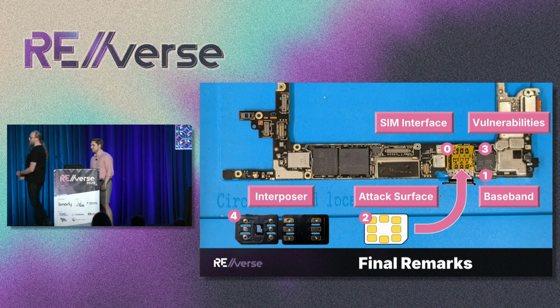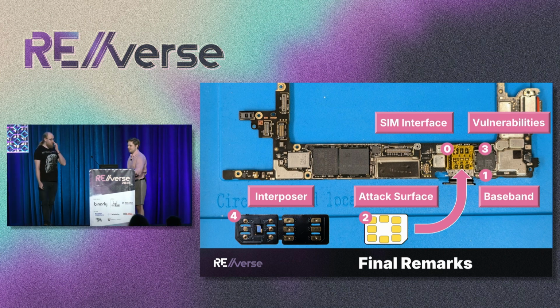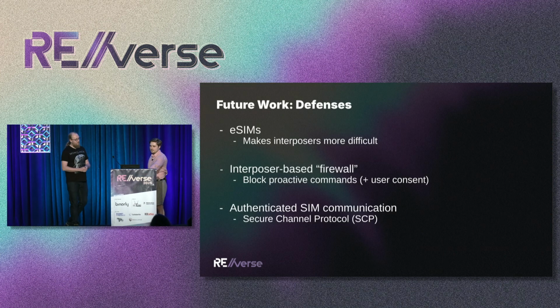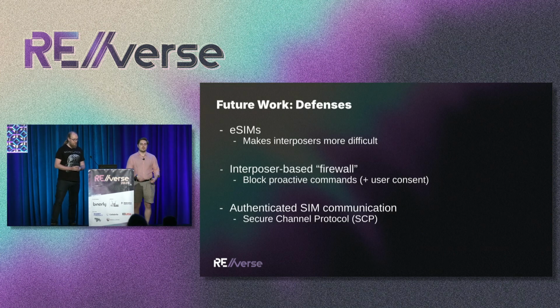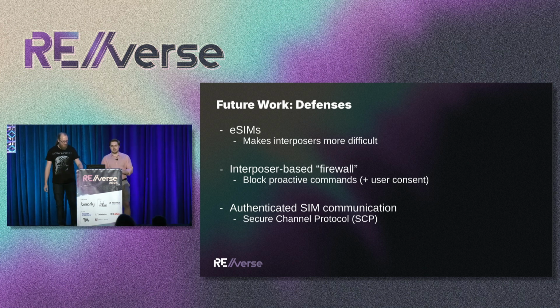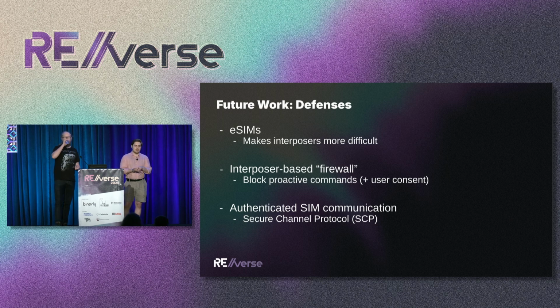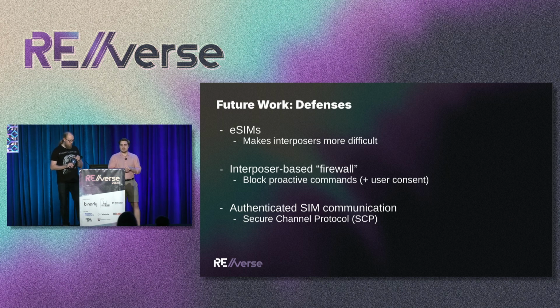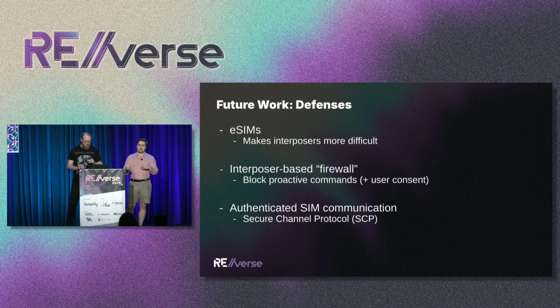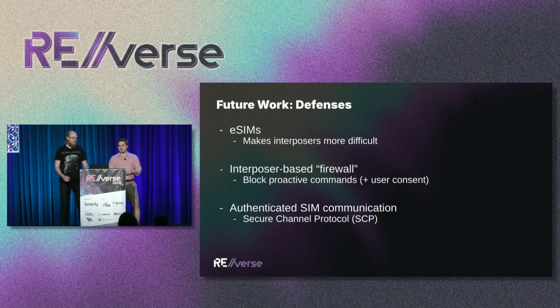So that brings us to the final remarks of our talk. In the future, we also want to work on defenses. With eSIMs, you have a different problem, because they are embedded, these days on an MFF2 package IC that's soldered directly onto the main board. So to do this attack with the interposer, you would have to desolder it, put it in there, and solder back on, which is probably quite difficult, but we want to try that out.